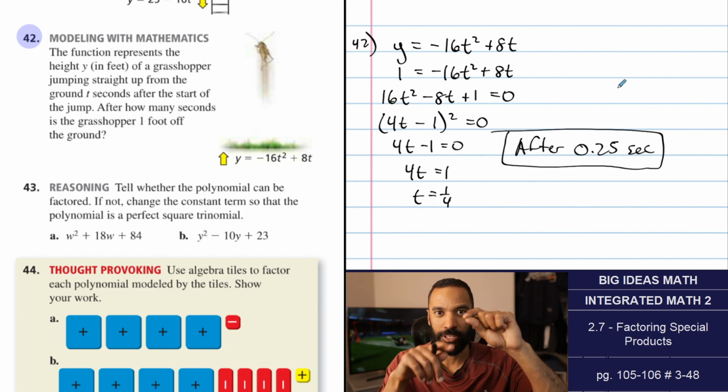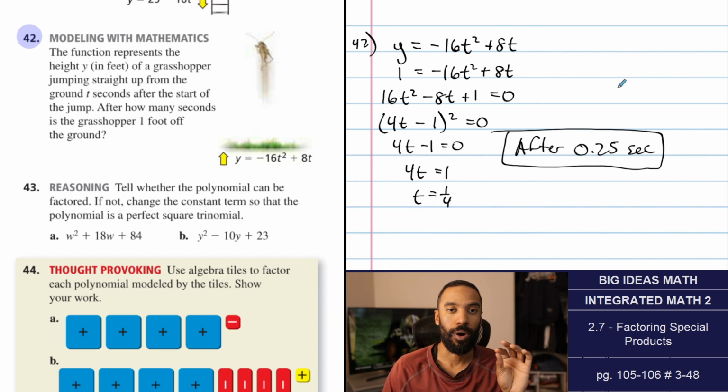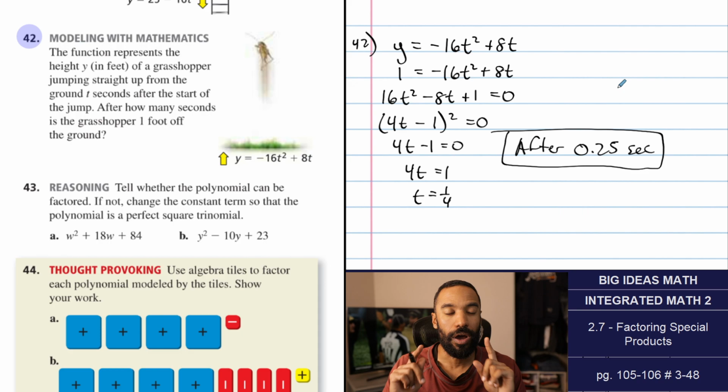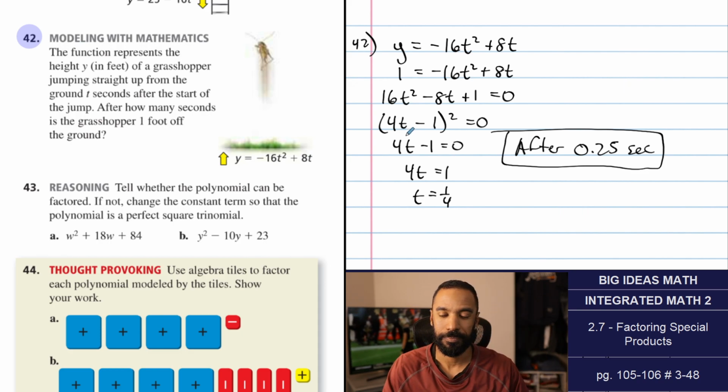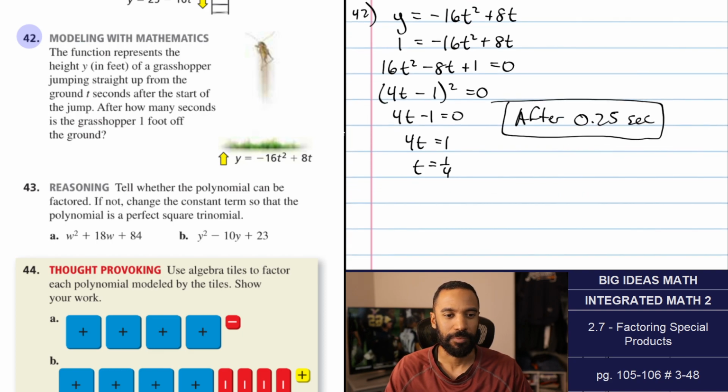1 must be the very top, or excuse me, 1/4. 1 foot in the air must be the very top, and that's at a quarter second right there. And then it comes back down.